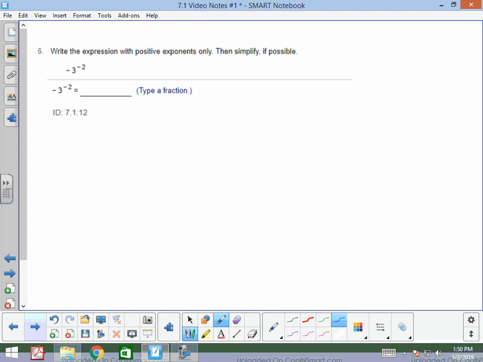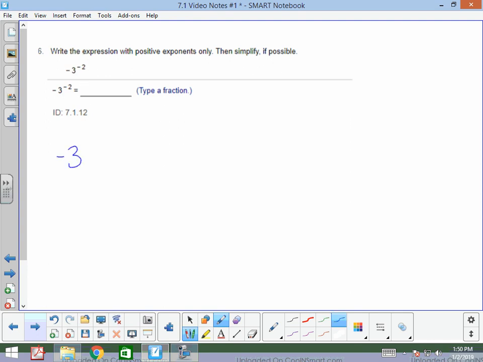All right, number 6. Here's one of the rules I just showed you. There's a negative in an integer, that's -3, and it is not in parentheses. So I am going to have a negative answer. But first, let's look at the negative exponent. The negative exponent means to move me and make me positive.